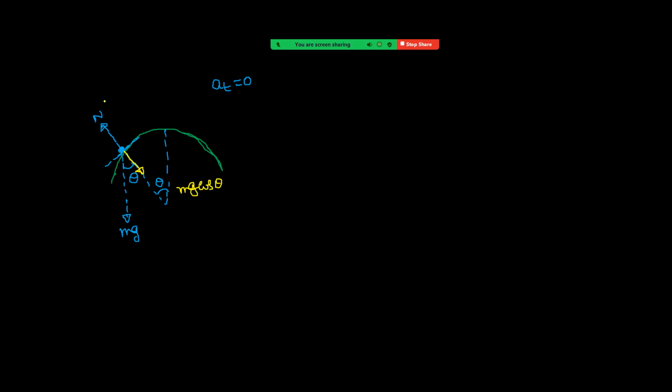Normal to the tangent means along the radius. You can see the normal reaction is already along the radius. So we should not resolve the normal reaction. We should resolve mg along the radius and along the tangent. So it is now centripetal force.